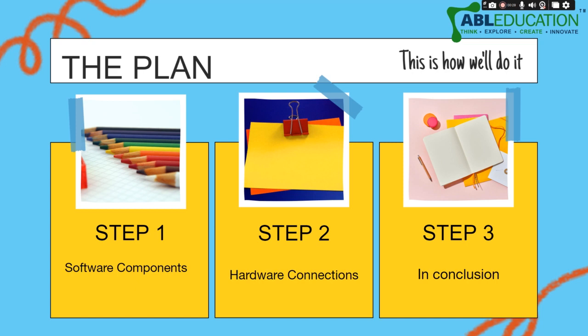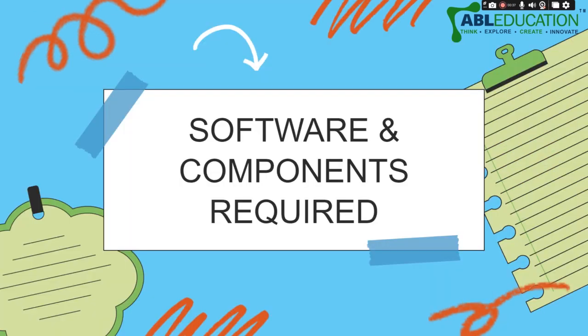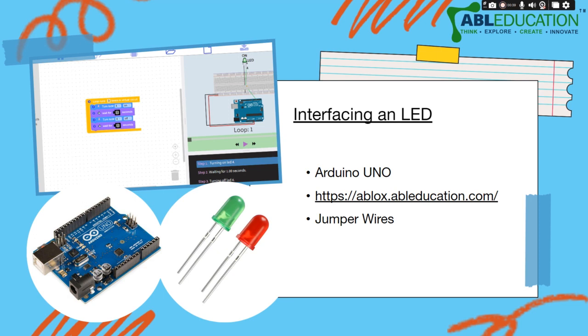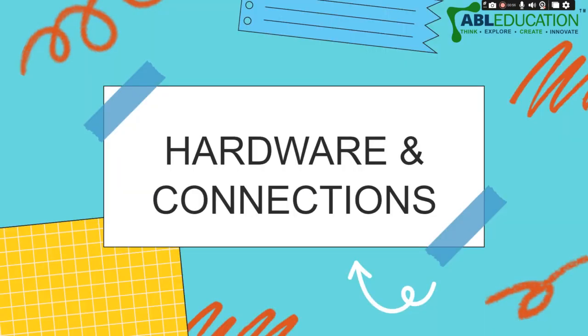Right? So we need three things for this: the software components, the hardware connections, and lastly the conclusion. The components required for interfacing an LED are Arduino UNO, the ABLOX platform, and some jumper cables. All you have to do is place the blocks in the right position and the ABLOX platform will automatically take care of the circuit for you. So it is very simple for you to interface it.